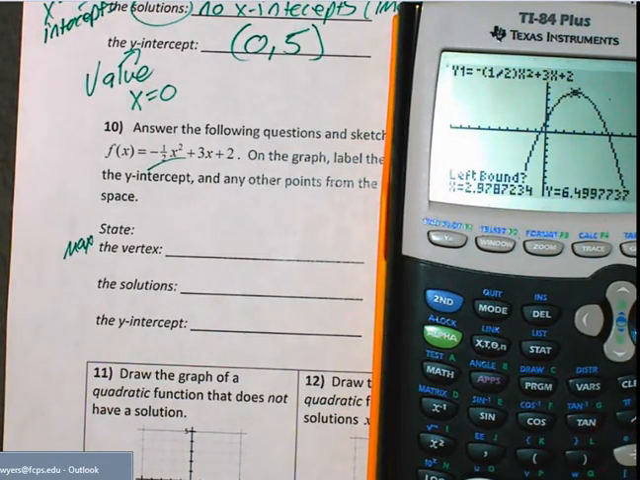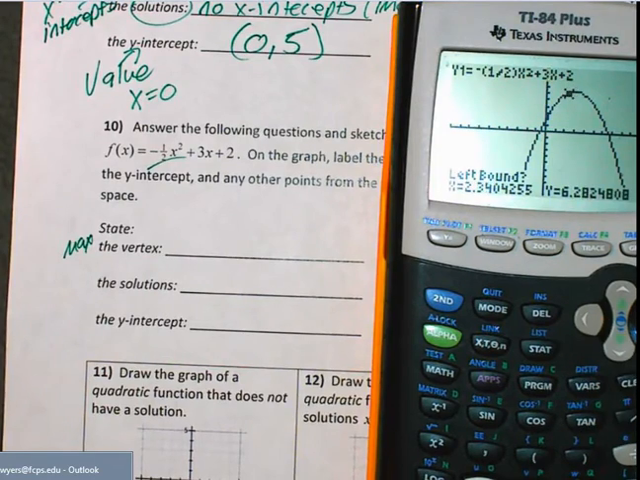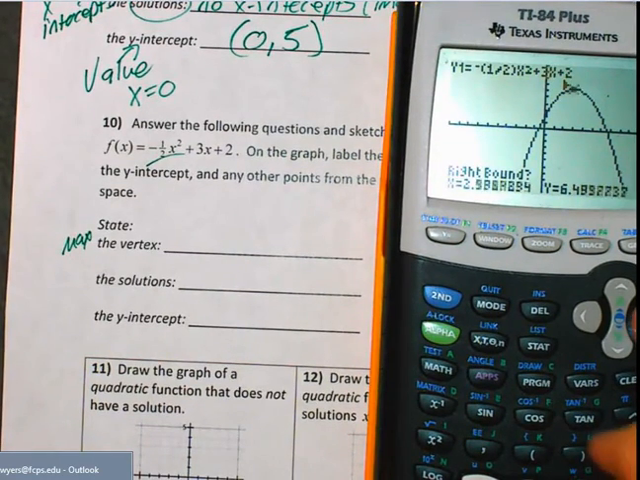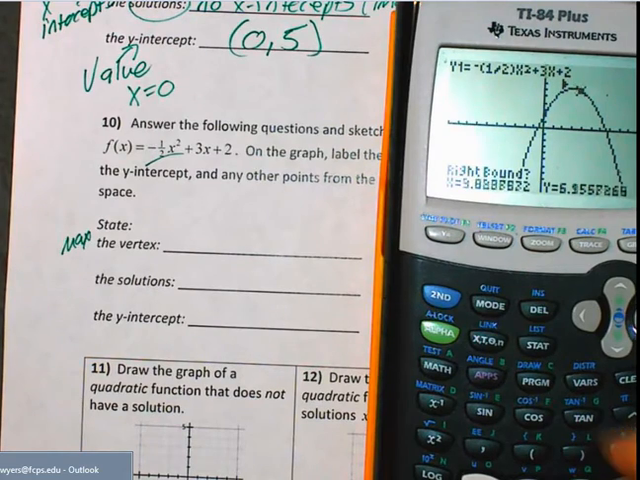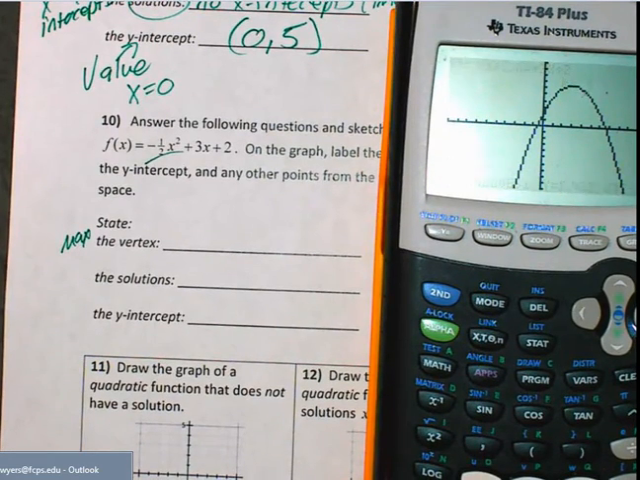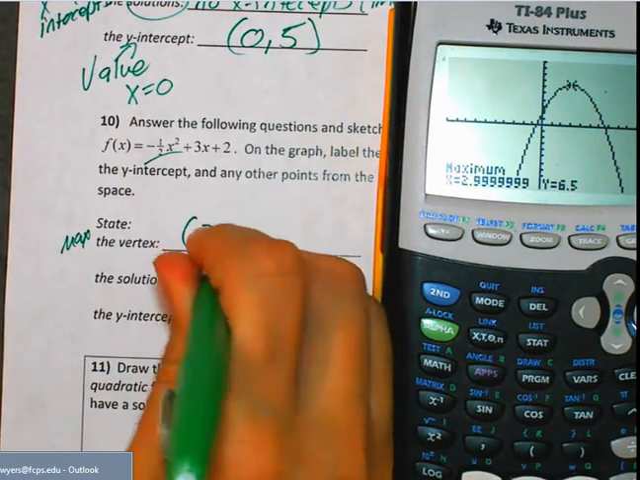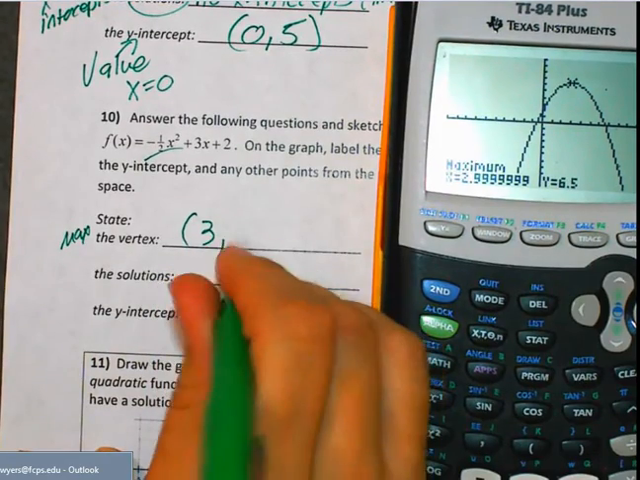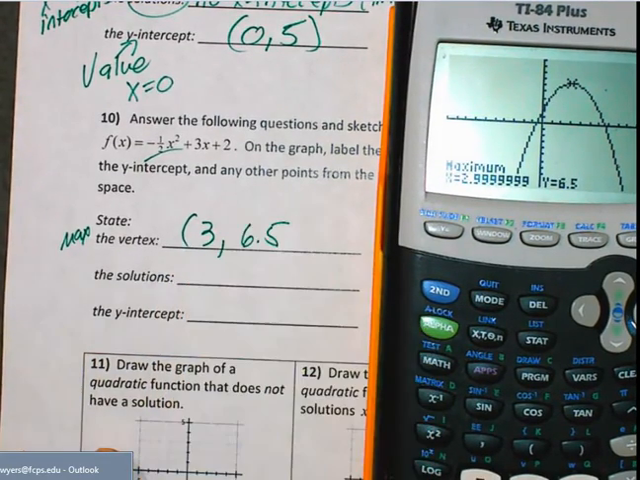So go back to your vertex, go left 3 times, press enter. And then go back to your vertex, go right 3 times, press enter twice. And that will give you your vertex. So 2.9999999 is going to be 3, 6.5.